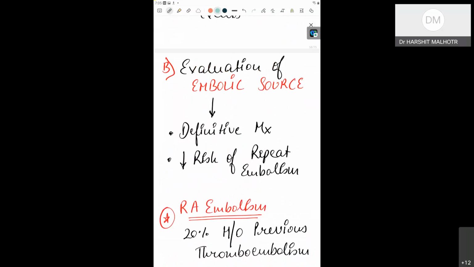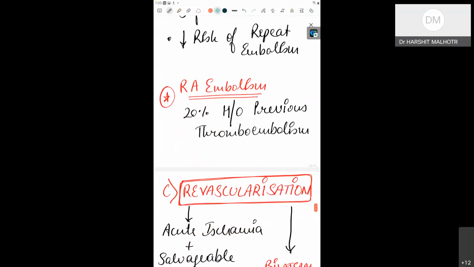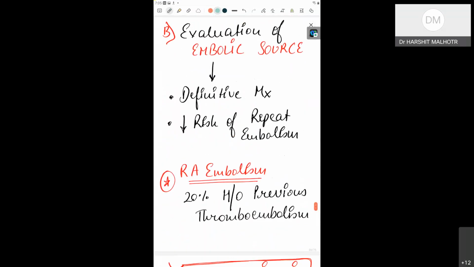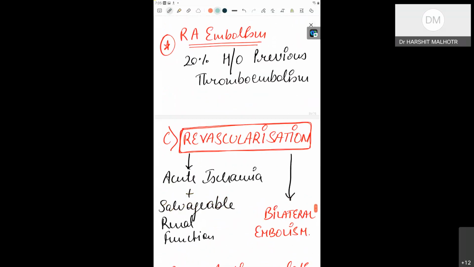So we have to take care of it side by side. A basic 2D echo, in case of renal artery ischemia where renal infarcts are seen, can help us find out that the embolic source was in the heart, and we can work up for it. Also, in renal artery embolism, in 20% of cases, that is 1 out of 5 cases, there is a history of previous thromboembolism. So this also emphasizes why evaluation of the embolic source is very important.